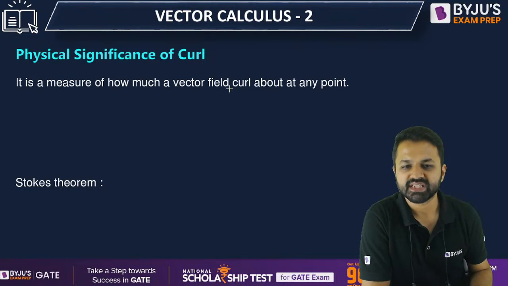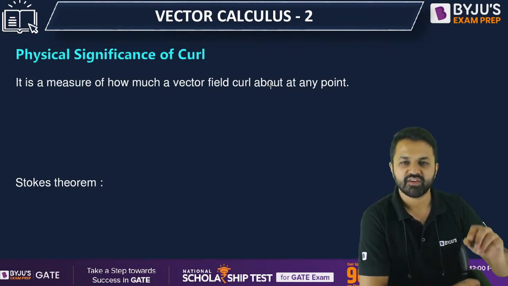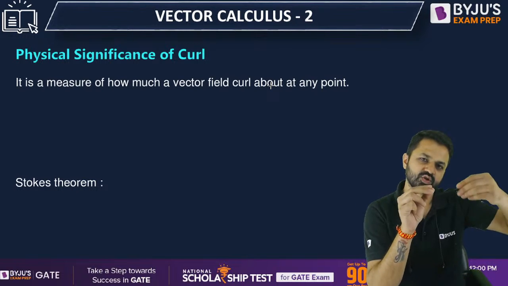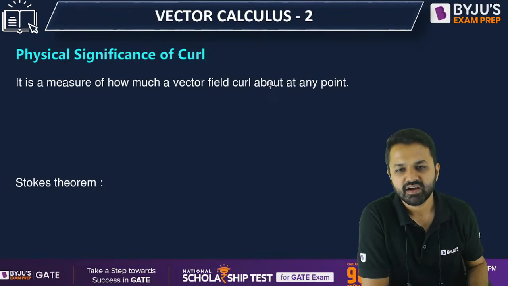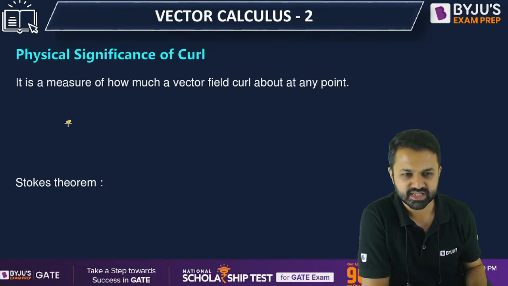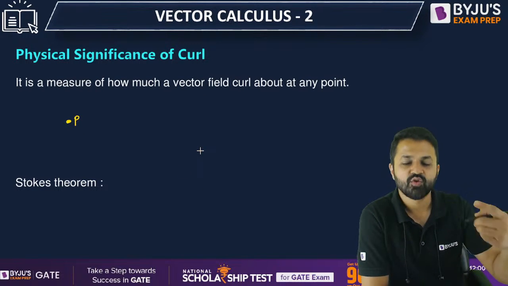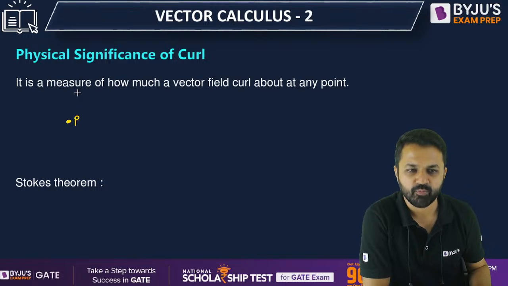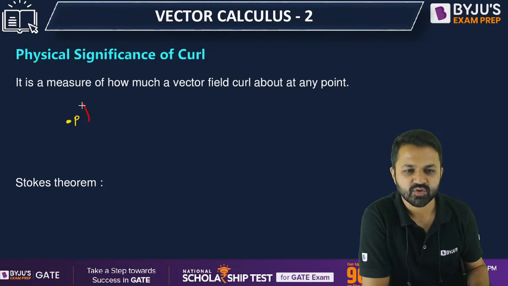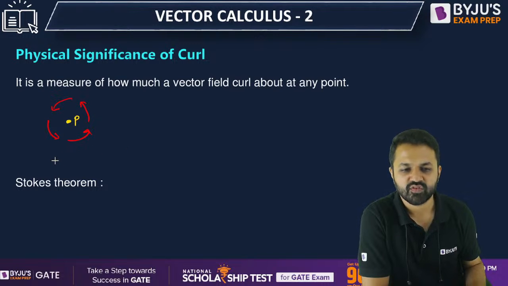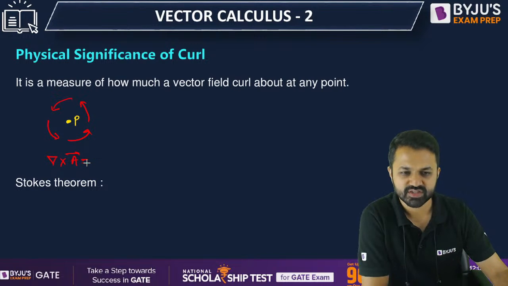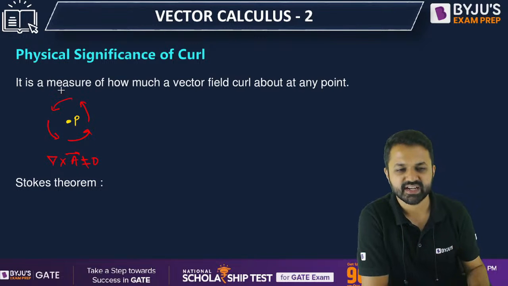Now coming to the significance of the curl. It is a measure of how much a vector will curl about any point. So if about any point a vector is rotating, then we call it the curl of the vector. Suppose this is the point P, and you want to calculate the curl about the point P, and the vector is rotating in the anti-clockwise direction, then when you calculate the curl of the vector, you will get a non-zero value. Because the vector is rotating about the point P, you will get a non-zero value.